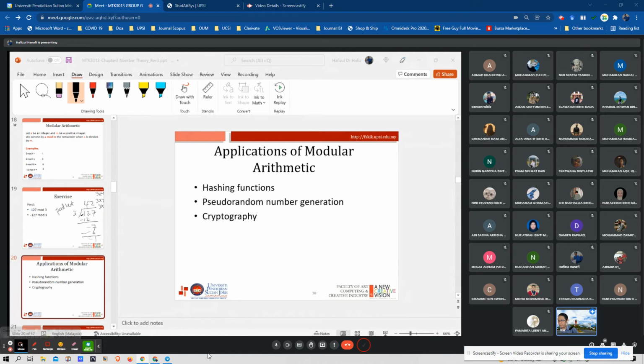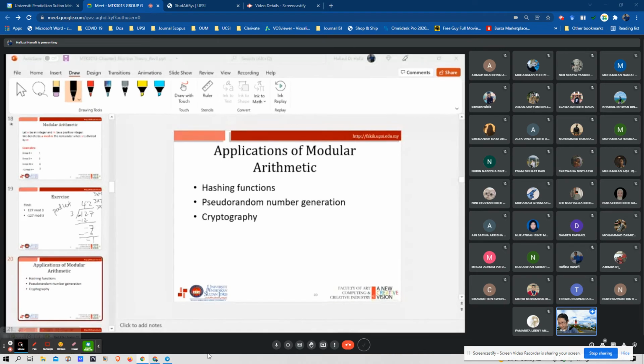Okay, for the hash function, basically we want to determine if two objects are equal, possibly with a fixed average number of mistakes. This one is for the hash function.